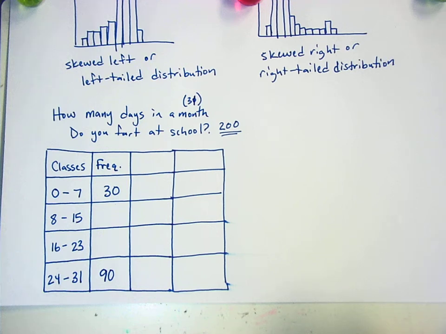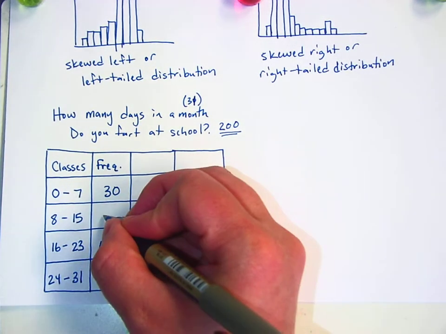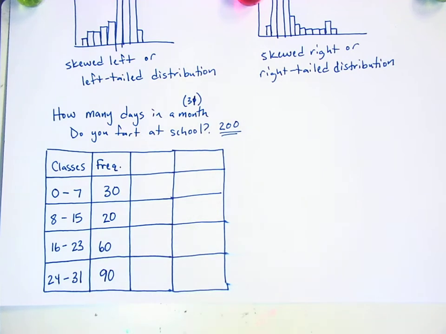80 left. Yep. Do 60 for 16 to 20, and then 20 for there? Thank you.